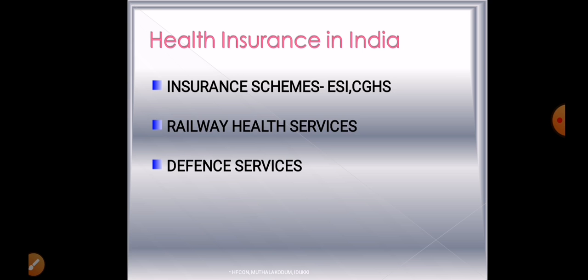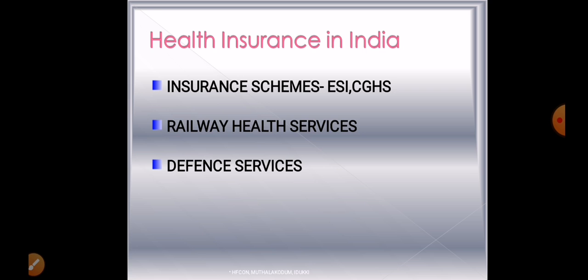Not only these two, under health insurance we can highlight and tell about the railway health services, where all the railway employees are covered. They have their own hospitals like railway hospital and railway clinic. They have their own health system, railway nurses, railway doctors. So they have a separate health sector.